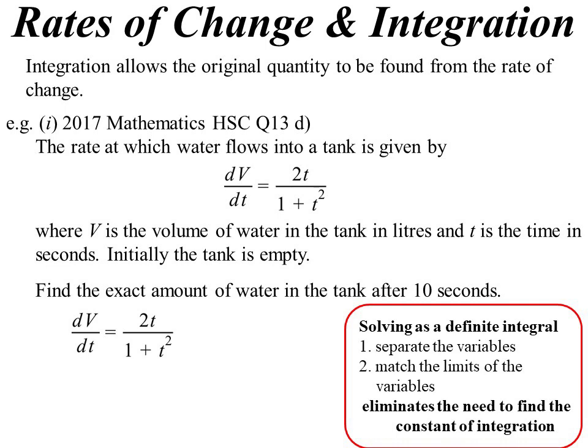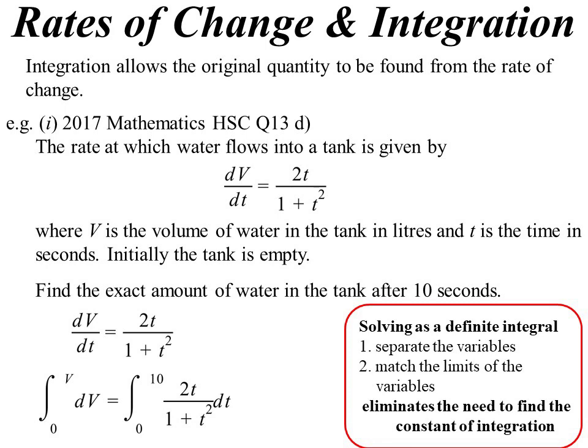Now this is where this idea of separation of variables I talked about before, and we'll see later in differential equations, becomes very useful, because what we'll do is we'll separate the variables and then match the limits up. We don't have to worry about finding constants, and we can solve this quite quickly. So we end up with the integral of dV is equal to the integral of 2t on 1 plus t squared dt. They've told me that the tank's empty, so when t equals 0, V is 0.